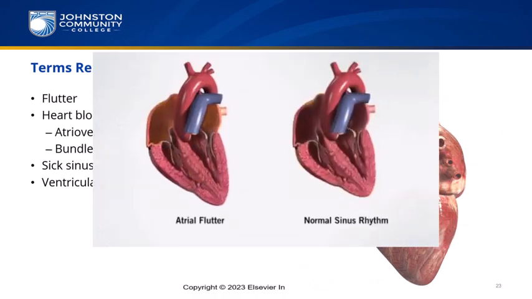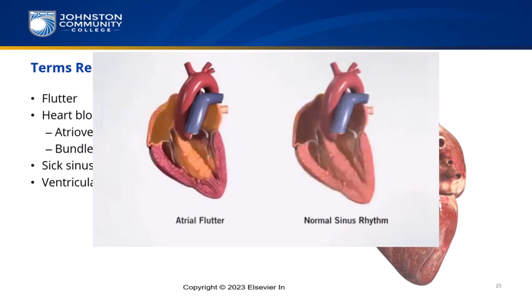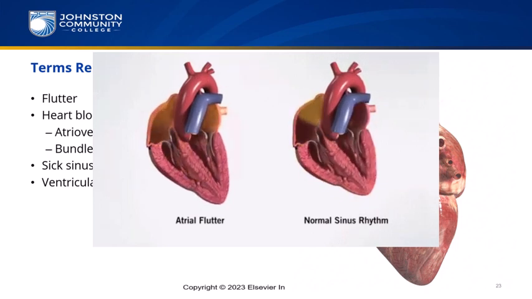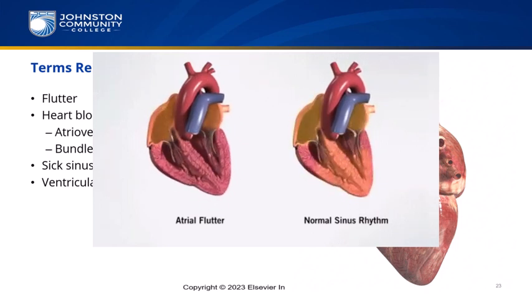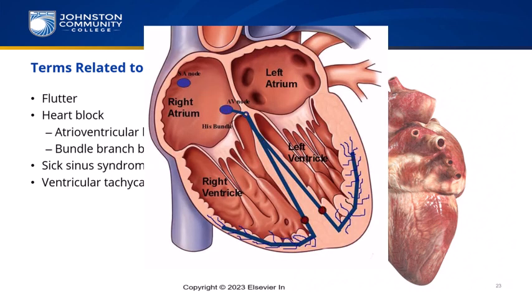Then we have flutter, which is an extremely rapid but regular heartbeat, 250 to 350 a minute. Atrial flutter is an extremely rapid but regular atrial rhythm. Heart block is the result of a lack of electrical communication between the atria and the ventricles. It is also called atrioventricular block.